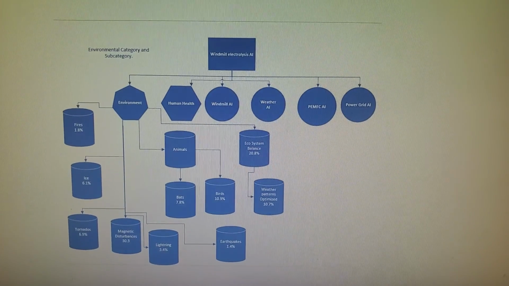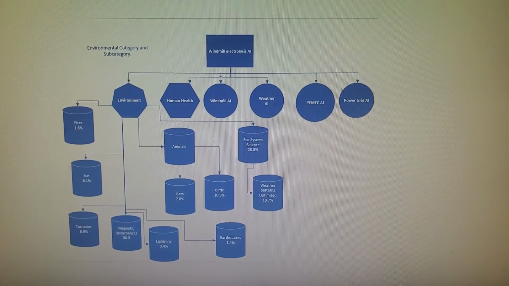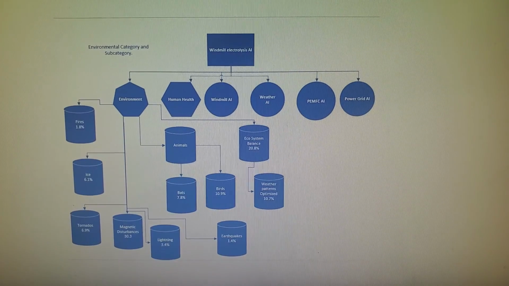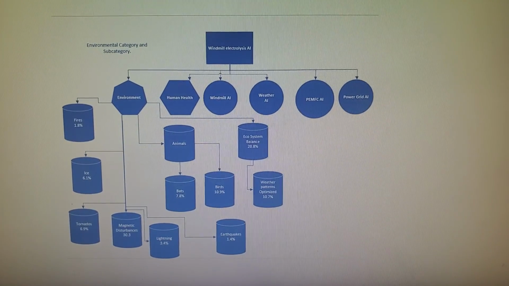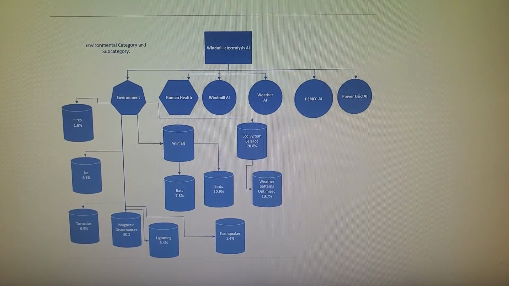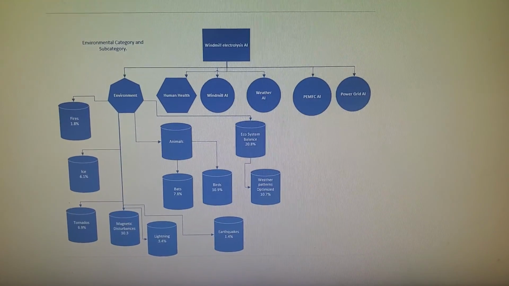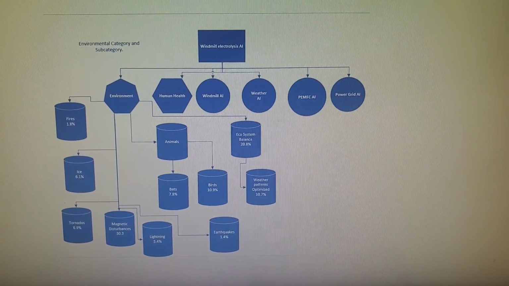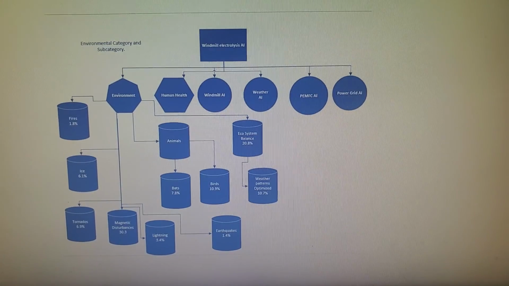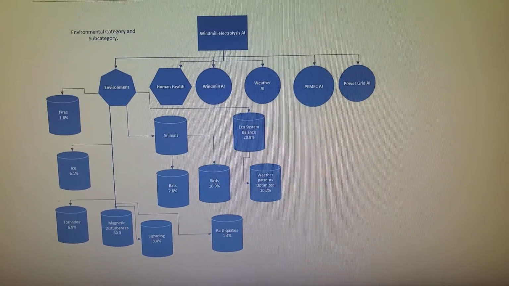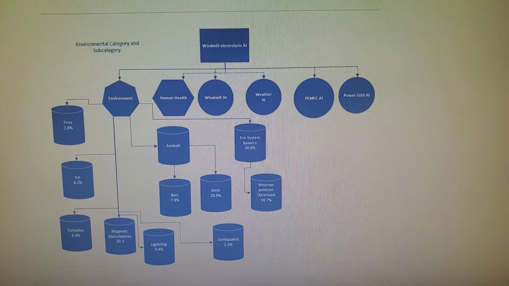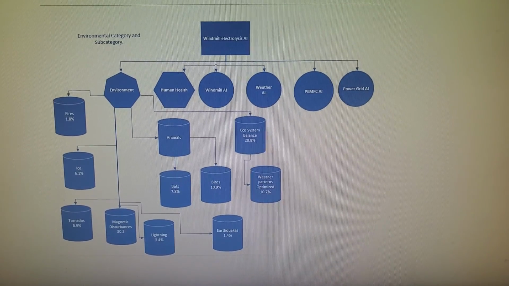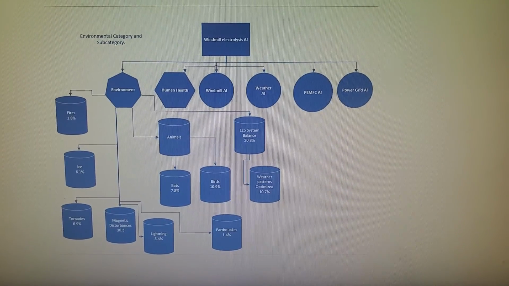But that's the environmental side of this, and I'm just looking at the different parts to start getting a better understanding of how cybersecurity could play a role in this windmill electrolysis AI system. So I'm identifying weak parts. Depending on the site, there are going to be different weaknesses in my windmill electrolysis system.